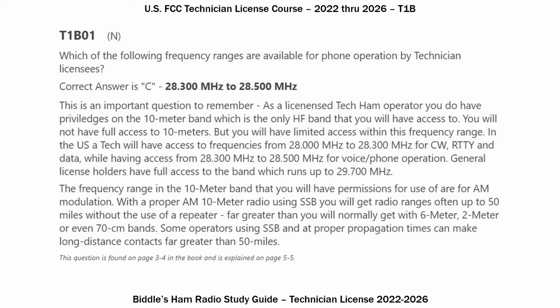With a proper AM 10 meter radio using single sideband, you will get radio ranges often up to 50 miles without the use of a repeater, far greater than you will normally get with a 6 meter, 2 meter, or even 70 centimeter bands. Some operators use the SSB and at proper propagation times can make long distance contacts far greater than 50 miles. Now, this is communication without a repeater.